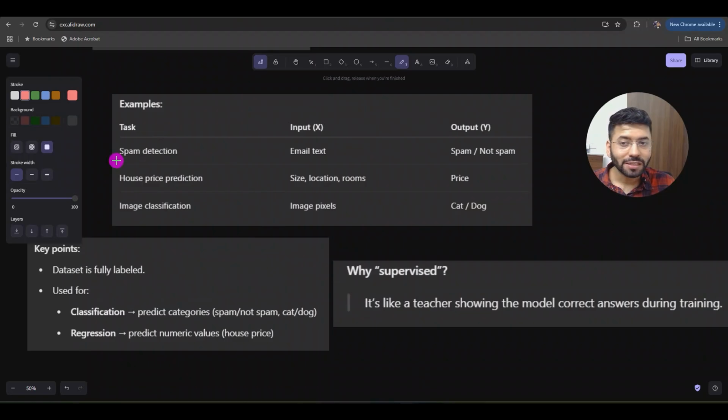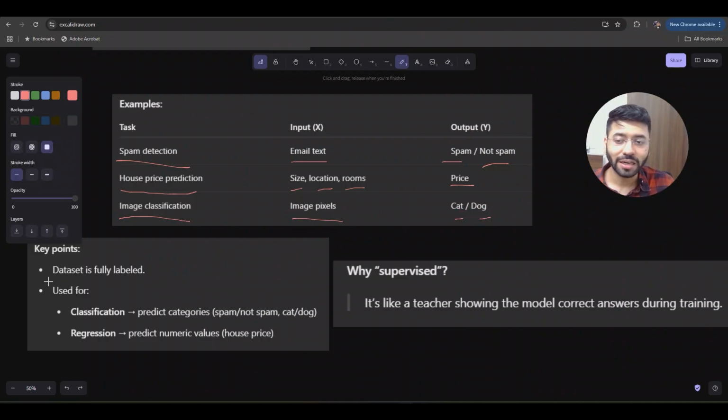The first example is spam detection. You are given the input, which is email text, and you need to give the output whether it's spam or not spam. So your output is defined. Another example can be house price prediction. The input would be the size, the location, the rooms, and the output would be the price you need to guess. And the third example is image classification. You are given the image pixels and you need to identify whether it's a cat or a dog.